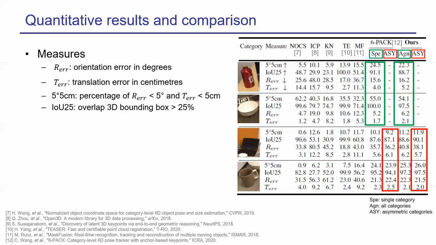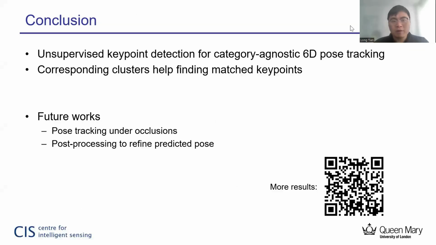For fair comparison, we train our pipeline on 3 asymmetrical categories as our ASY, and also train the 6-PACK in the same setting as 6-PACK ASY. As we can see, our results surpassed the 6-PACK ASY. We achieved unsupervised keypoint detection for category-agnostic 6D-pose tracking. Corresponding clusters help us find matched keypoints.